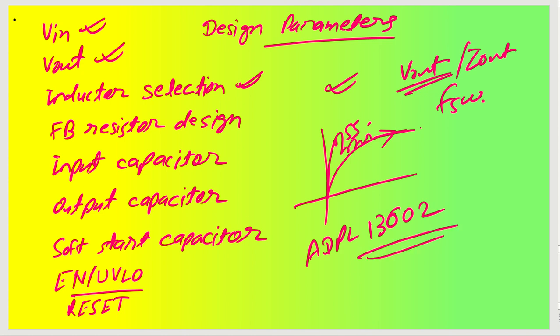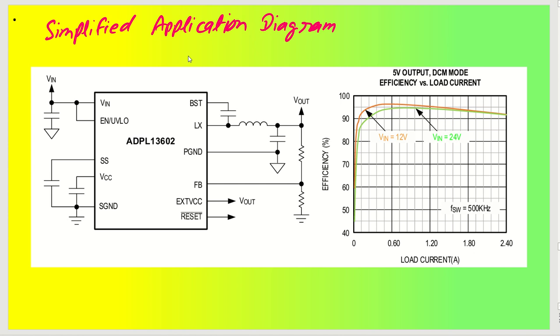As you can see very quickly from the simplified application diagram, which is given in the data sheet on the first page itself, we have the input voltage, the enable pin which is directly connected, the input capacitor C in, the output capacitor C out, and a feedback pin connected to our resistors, say R1 and R2. These are the feedback voltage divider resistors which set your V output.